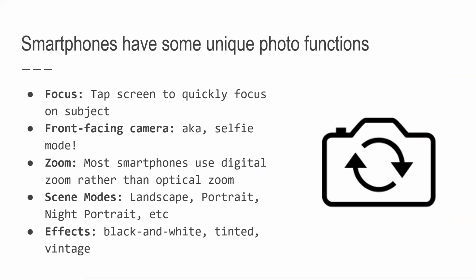One of the things I love about my smartphone is that if I'm taking a picture of a person, I just tap on their face before I take the picture. On an iPhone, for example, you're going to get a yellow square that appears around the area where you just tapped. That's your camera focusing on that point because you told it to focus on that point.